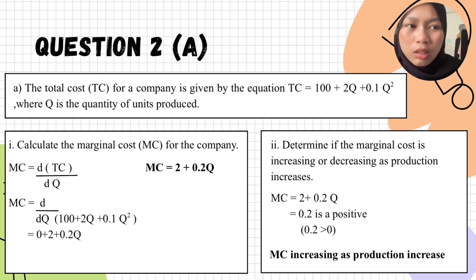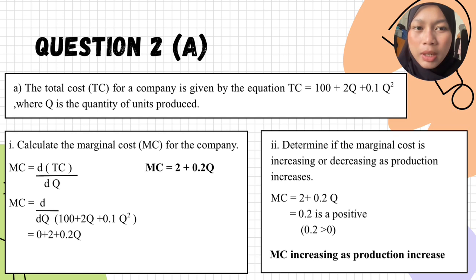To find the marginal cost, we take the first derivative of total cost with respect to Q, because marginal cost shows the additional cost of producing one more unit. When we differentiate the equation, the constant 100 becomes 0, the derivative of 2Q becomes 2, and the derivative of 0.1Q square becomes 0.2Q. So the marginal cost function is MC equals 2 plus 0.2Q.